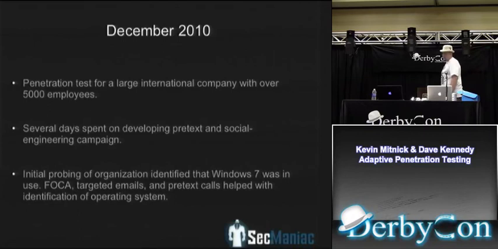We'll use stuff like FOCA. We'll use social engineering. We want to get their environment. So in this particular test, what we found was most of the users at the company were running Windows 7, which was surprising because at this time, most people were running XP. And what we wanted to do was target an individual on the internal network through a spear phishing attack, actually using Dave's tool, but we wanted to get persistent access to the company.